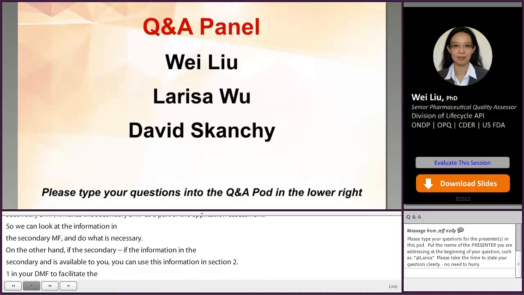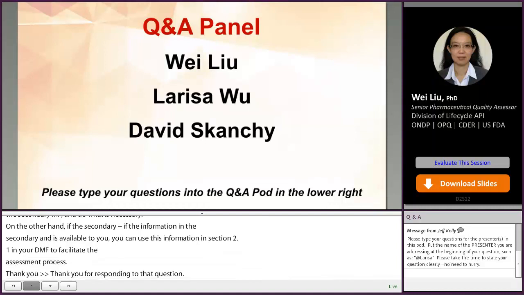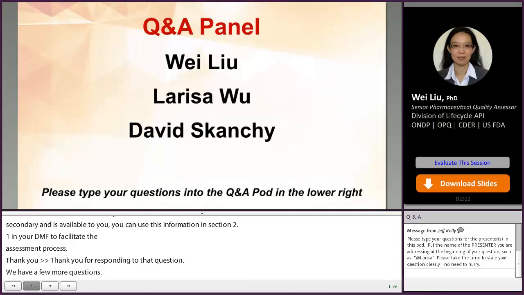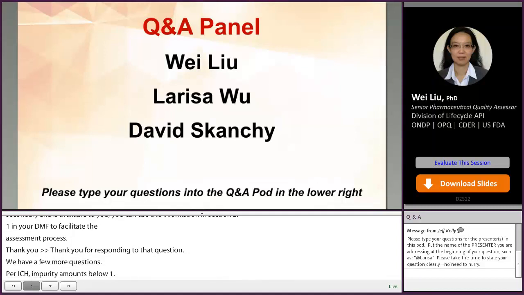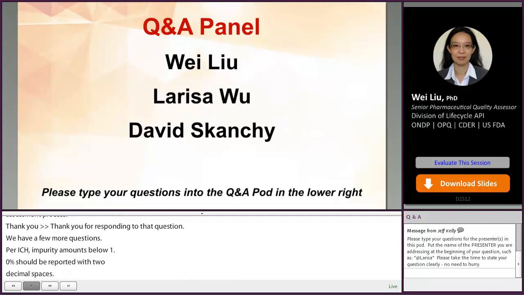Per ICH, impurity amounts below 1.0% should be reported to 2 decimal places. How about specifications? Should specification limits be 2 decimal places as well? For example, does a limit of not more than 0.5% need to be 0.50%?